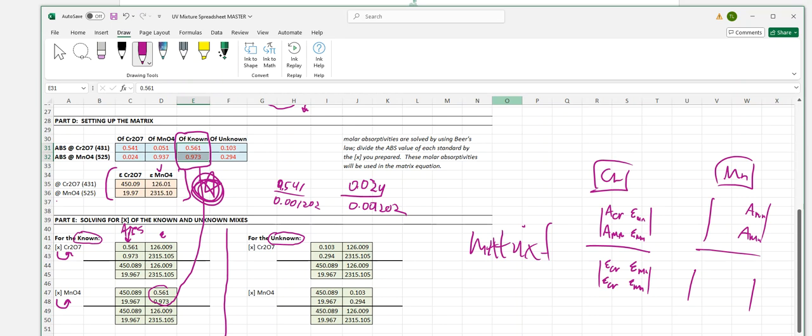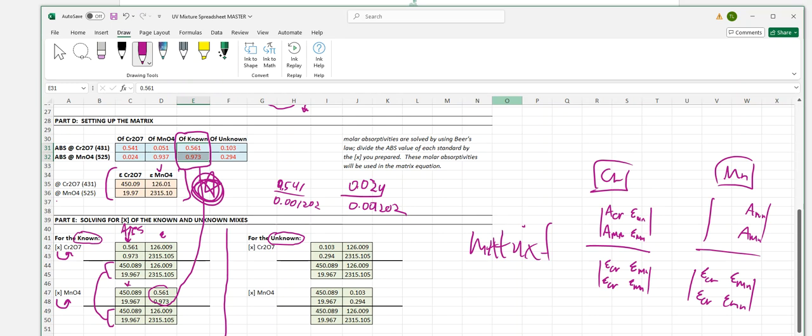So that 561 and that 973, it's right there. So we just kind of flipped it. The rest of it is exactly the same. If you take a look at the bottom, these are the molar absorptivities of chrome and the molar absorptivities of manganese. These are in the exact same order. There's no difference between those bottom numbers. It's all exactly the same: equal, and then click on the value. Equal, click on the value. Don't just type them in.